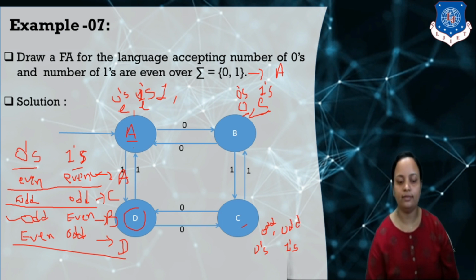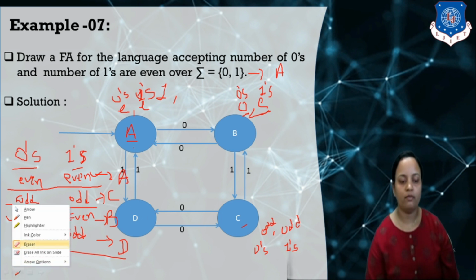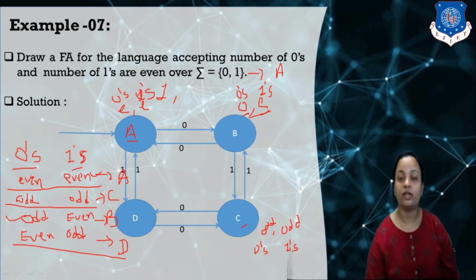And at the end, when we have to make D a final state, which combination is remaining? Even odd combination. So first the number of zeros is even and the number of ones is odd. So for this we have to make D a final state.